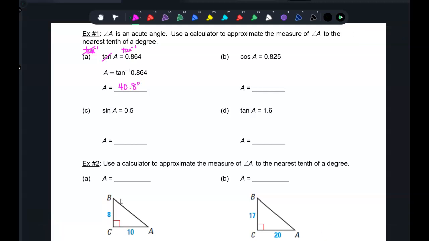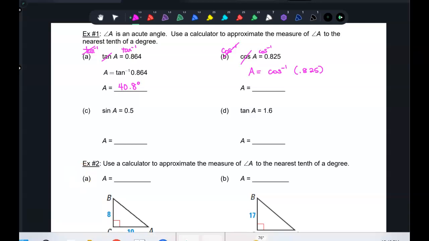All right. Same thing for B. It says cosine of A equals 0.825. So if I take the cosine inverse of both sides, I'm going to get A by itself. Now, I'm going to tell you, we don't need to do this every single time. I'm just trying to show you that the only way to get rid of the cosine is to take the cosine inverse. You don't have to show that work.